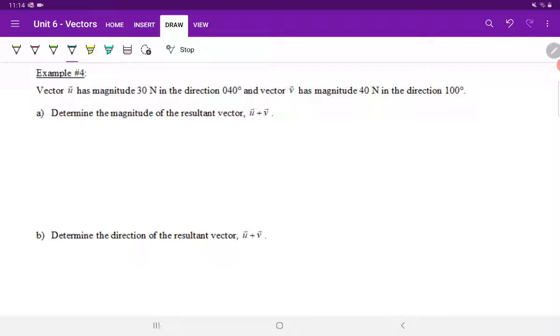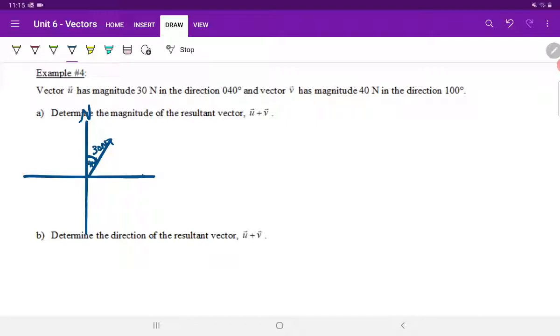So let's see here. Vector u has a magnitude of 30 newtons in the direction 40 degrees. All right, well, I'm going to draw a nice diagram. I'm going to draw my axes, because remember, we have to measure it 40 degrees from the north. So if this is my north line and I go 40 degrees this way, that is where my vector u will be with a magnitude of 30 newtons. Okay, so that is 40 right there, and that will be 30 newtons, which is a force.